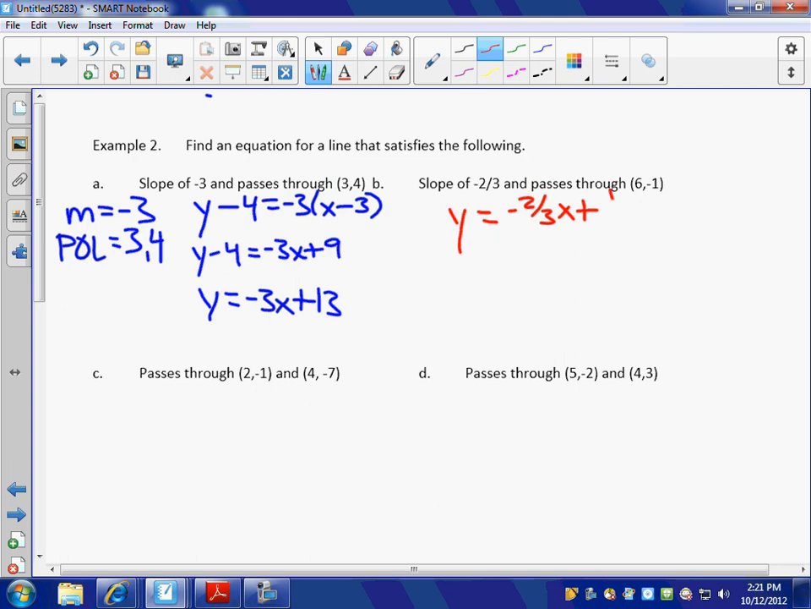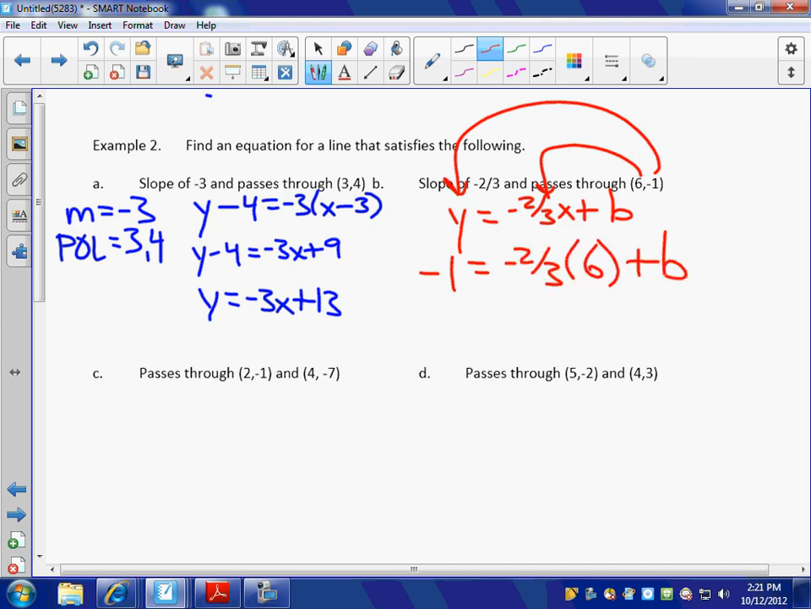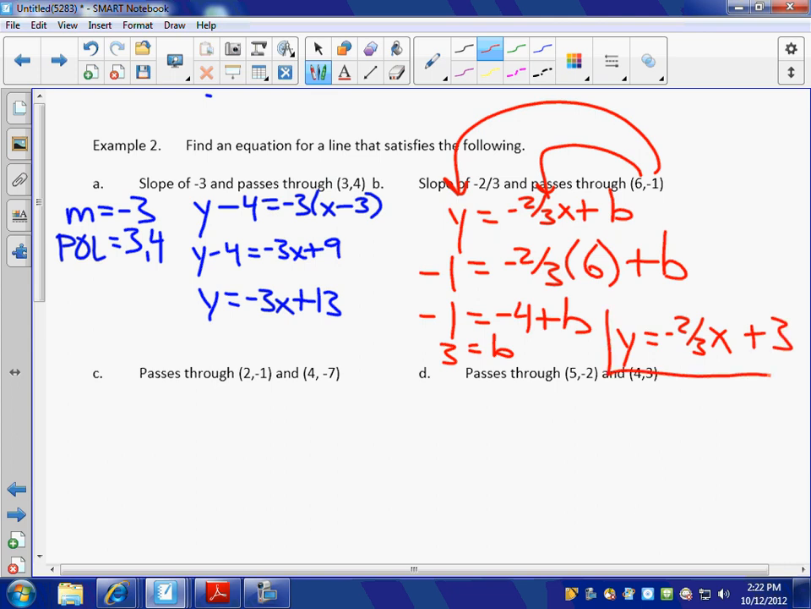You got to solve for b. We don't know what b is, but we're going to solve for it by putting 6 in for the x and by putting negative 1 in for the y. So negative 1 is equal to negative 2/3 times 6 plus b. Or negative 1 is equal to negative 2/3 times 6 is going to be negative 4 plus b. So 3 is equal to b. So the equation for my line is y equals negative 2/3 x plus 3. Is that what you got? Okay.